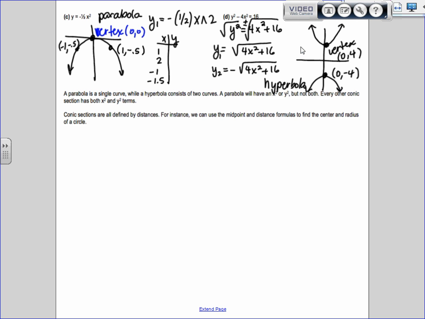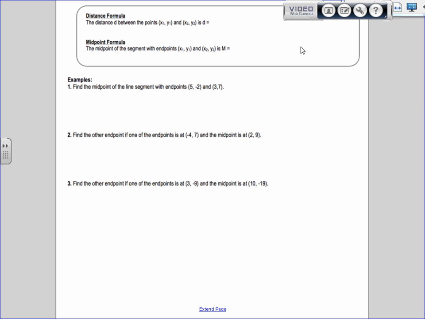So in this chapter, we're not only going to do parabolas that go up and down, we're going to have parabolas that are on their side, going to the right or to the left as well. So we're going to do lots of different things. Every other conic section will have both x squared and y squared terms, except for parabolas. So that's kind of a red flag whenever you see only an x squared or only a y squared, that's when you know it's a parabola. Conic sections are all defined by distances, and for this entire chapter, we're going to be using the midpoint and distance formulas. So let's talk about a circle.